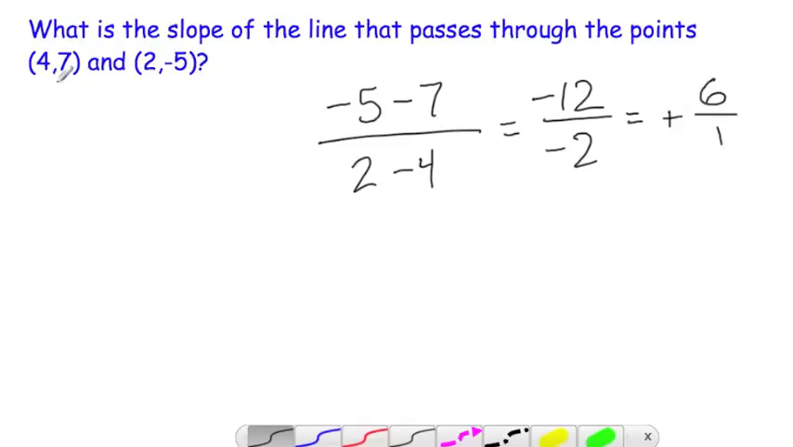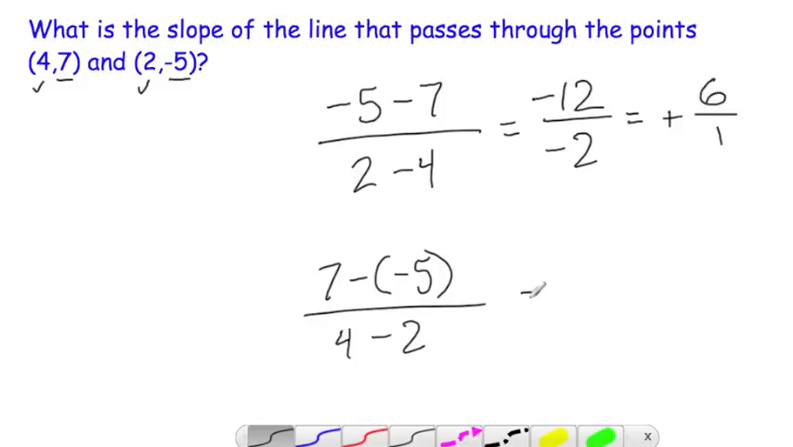Now, what happens if I go the other way? 7 minus negative 5. 4 minus 2. Minus a negative becomes positive. 7 plus 5, 12. 4 minus 2, 2. 12 over 2 becomes 6 over 1, and it's positive, positive, just like that.